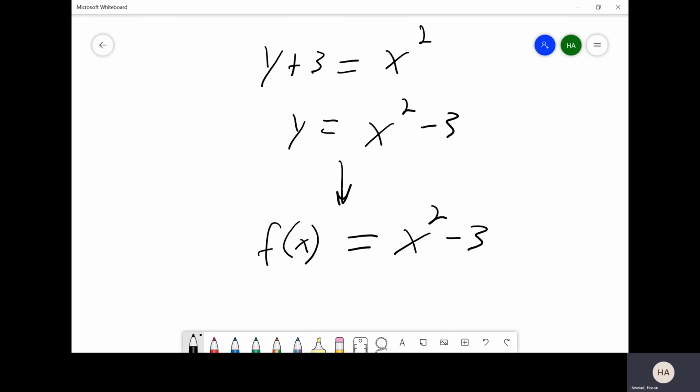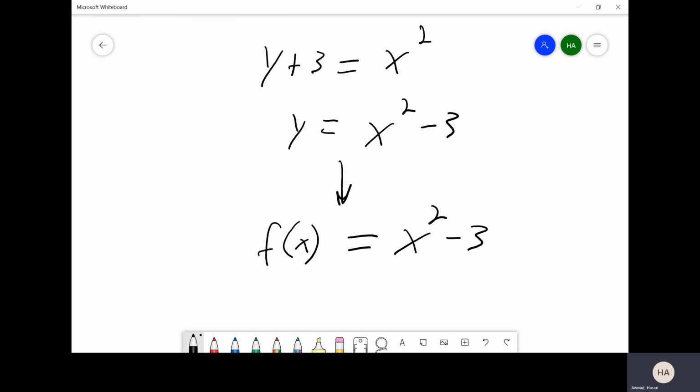And now this is function notation. We say the function of x is equal to x squared minus 3. This is our function f. Okay. And now this is really handy for defining particular values. It's really great for getting particular answers and particular ordered points.